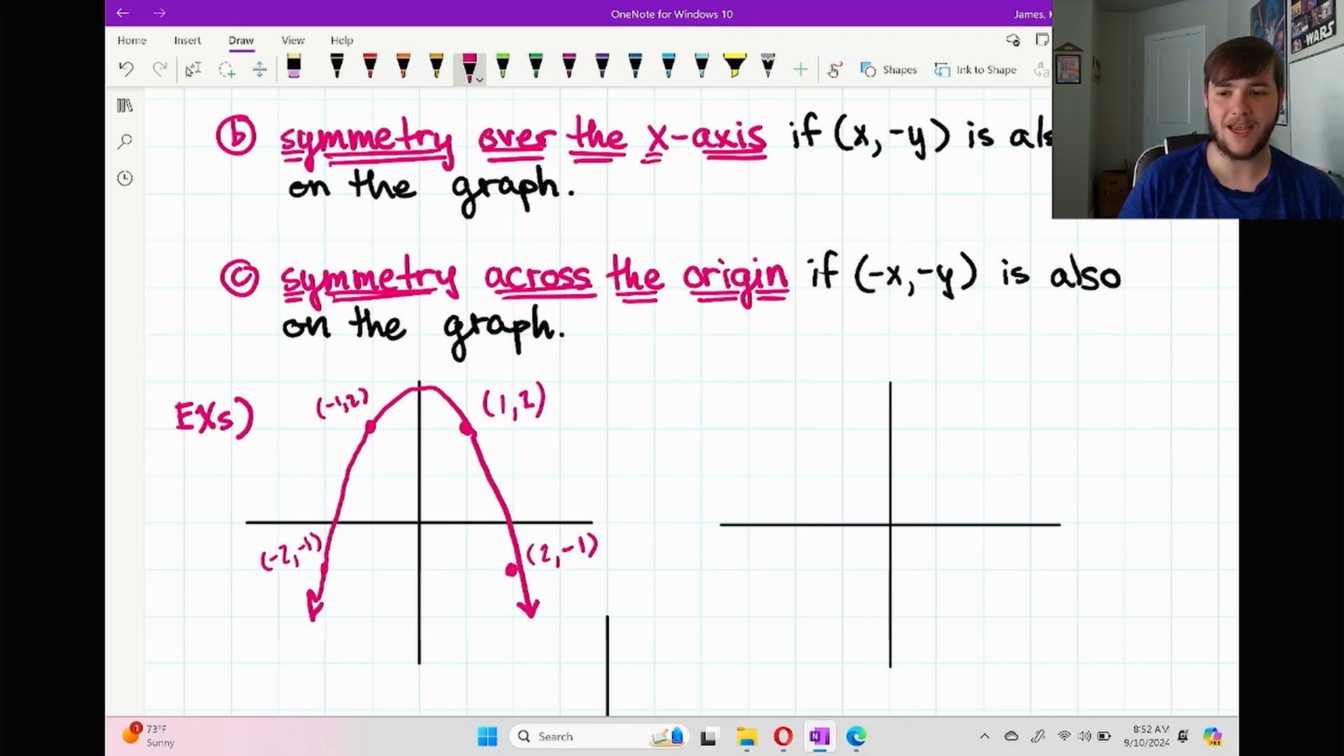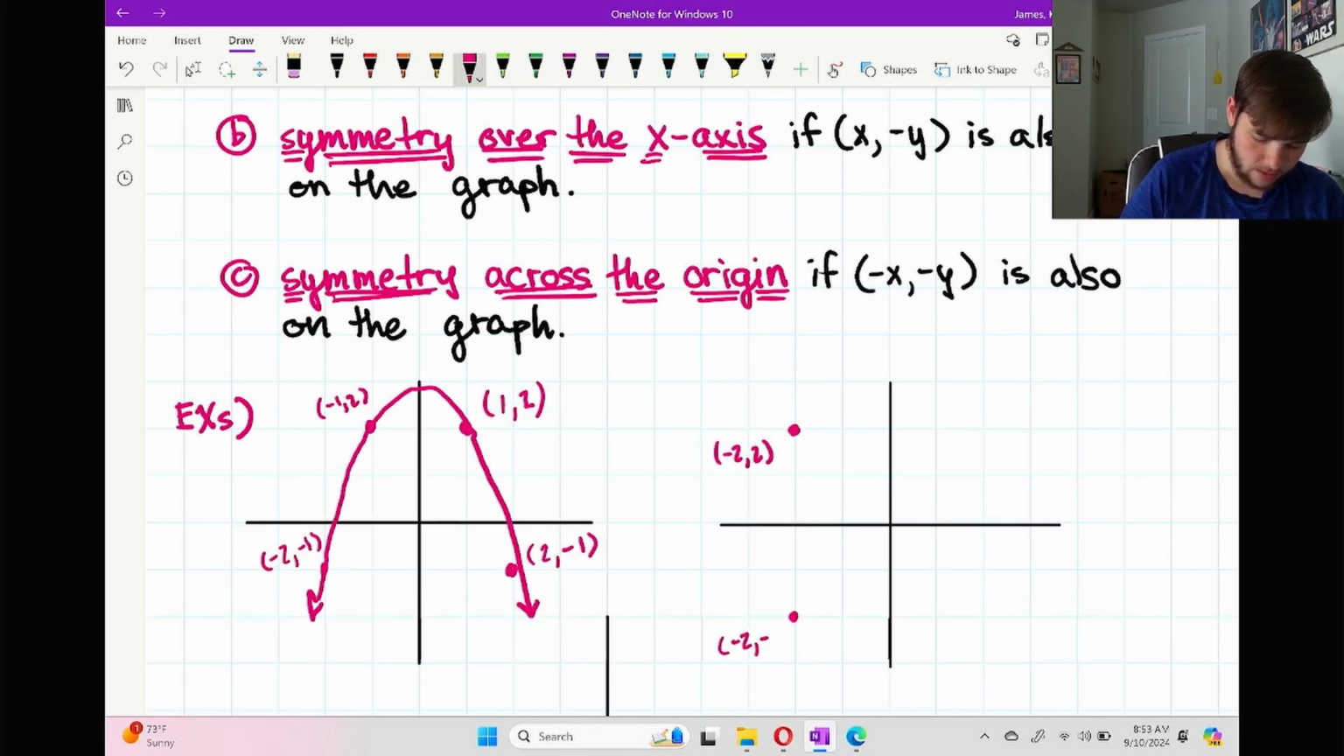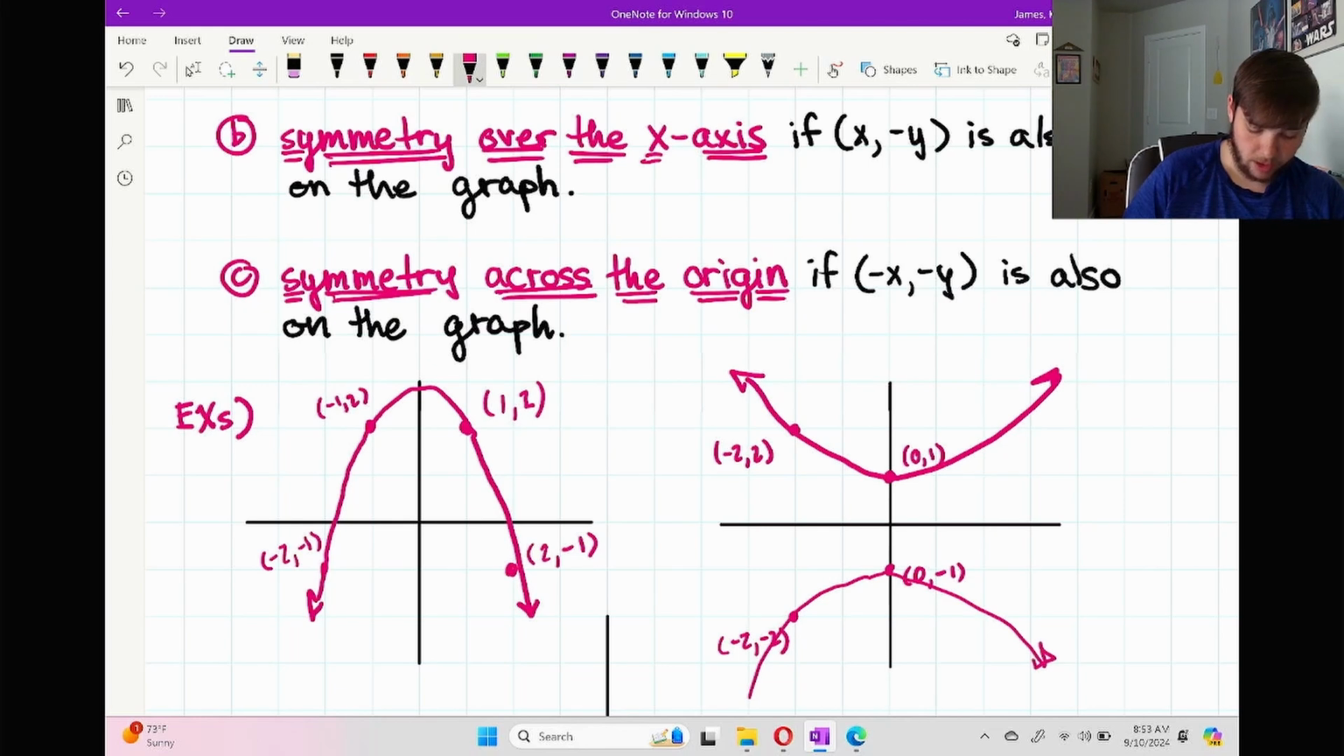You can imagine the same thing is going to happen with the x-axis. If I have the point (-2, 2), then supposedly (-2, -2) should be on the graph according to my definition. Same thing, if I had (0, 1), then (0, -1) should show up on my graph as well. So a function like this, or a relation like this, because this would not be a function, has symmetry over the x-axis.